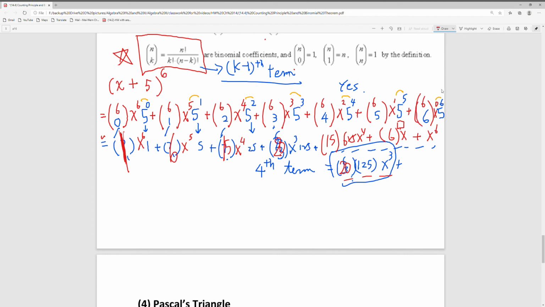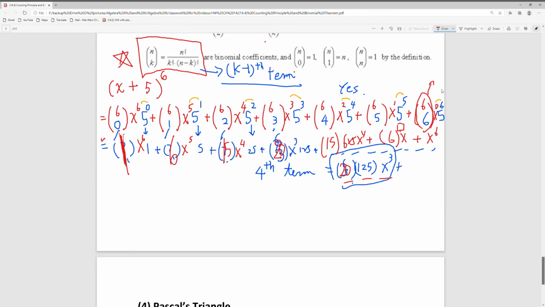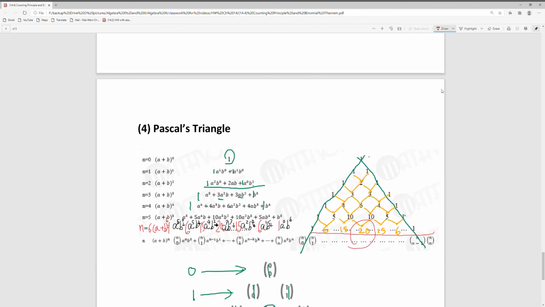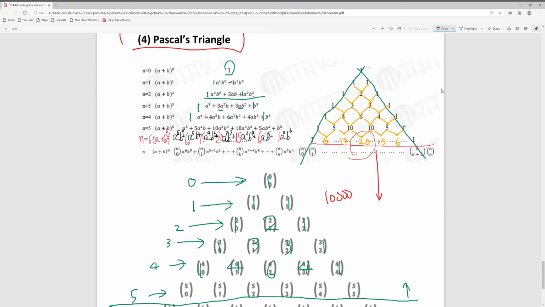So if you want to do it by formula and calculate, that's fine. But if the degree is not too high, I will suggest you use Pascal's triangle. Now, understandable, if you want to go to 1000 degree, then I don't know which one will be easier. Okay, but if they only ask you for one term, for example, if they ask you for the k minus 1 term, or k plus 1 term, if this is k and this is 1, right?